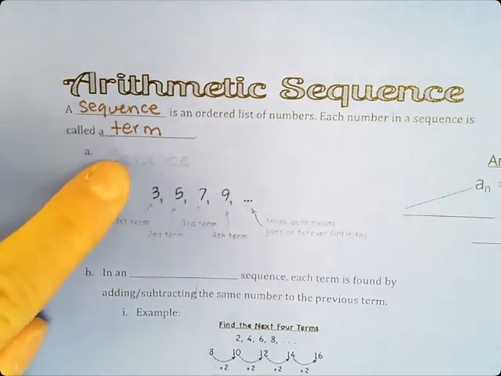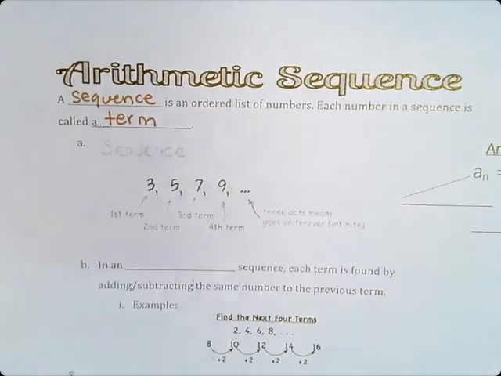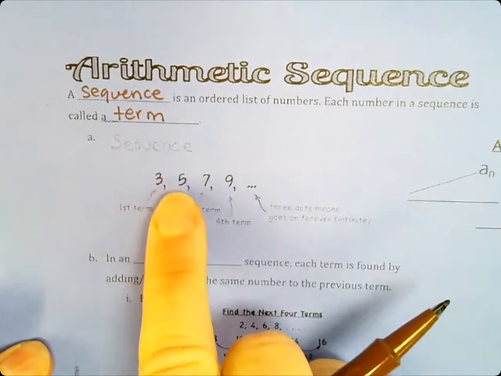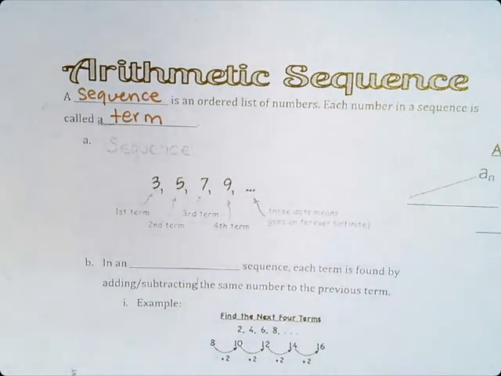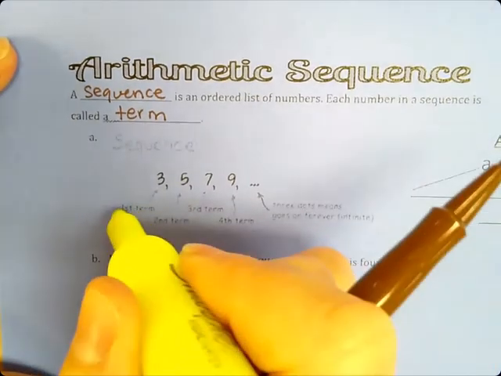So this here is an example of a sequence. So 3, 5, 7, 9. So this is a pattern of some sort, and we can continue this pattern on. We can also write a rule down for this pattern to find any term we want. So this says first term.